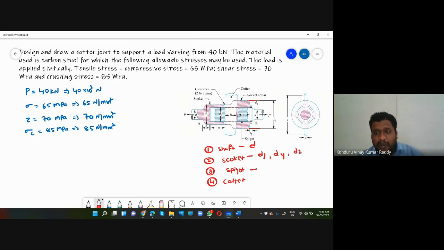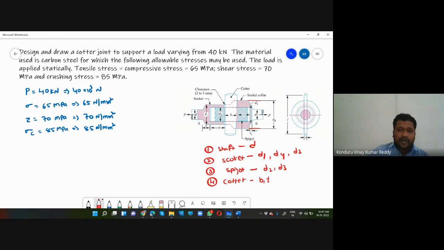Whereas for the spigot we have D2 and D3. For the socket, D2 is the internal diameter, whereas for the spigot, D2 is the external diameter. You have to be clear. And D3 is the collar diameter. For the quarter, it is B comma T, where B is the width of the quarter and T is the thickness of the quarter. These are the parameters we first have to find out for designing the socket and spigot joint.